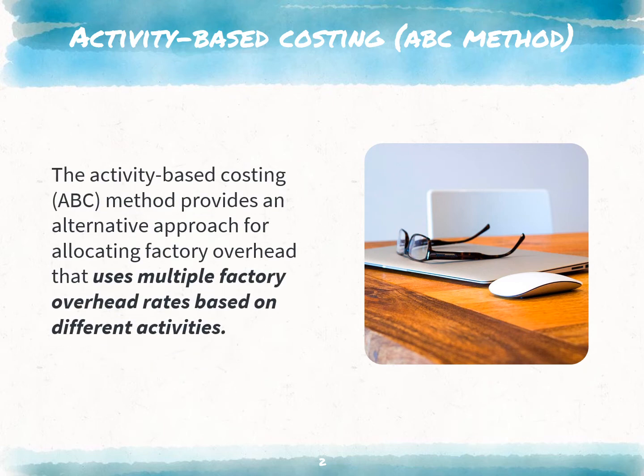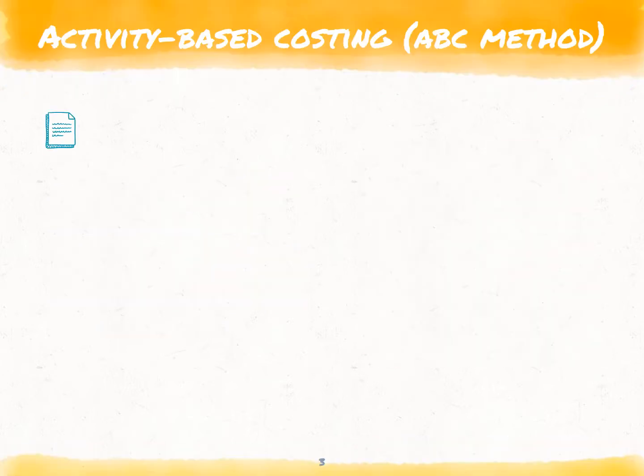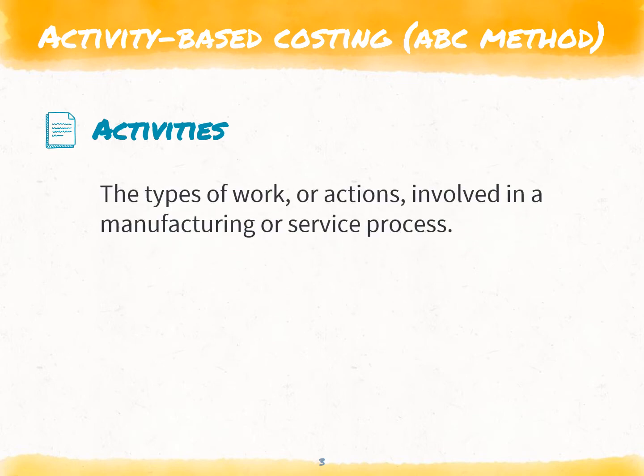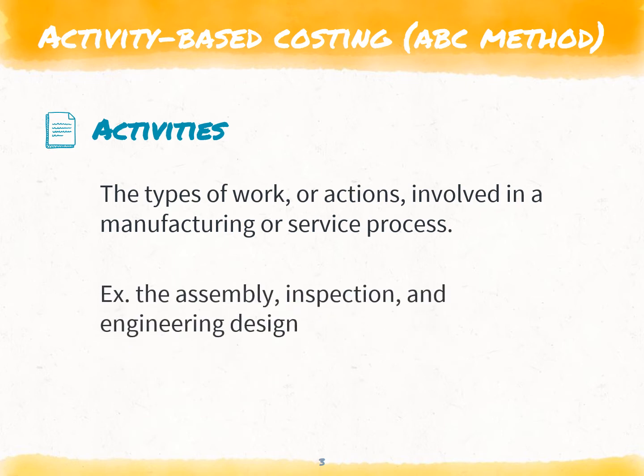The activity-based costing method provides an alternative approach for allocating factory overhead that uses multiple factory overhead rates based on different activities. These activities are the types of work or actions involved in manufacturing or service processes. For example, the assembly, inspection, and engineering design functions are activities that might be used to allocate overhead.